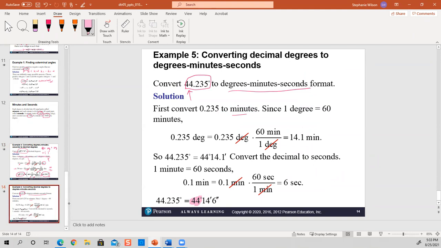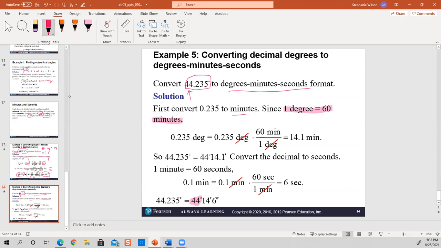So on this next one, we're converting to degrees, minutes, and seconds. Again, the number in front of the decimal is already in degrees, so that took care of that work. Here is something you need to highlight and know: 1 degree equals 60 minutes, which I said on the other slide. Sometimes it helps just to remind you.